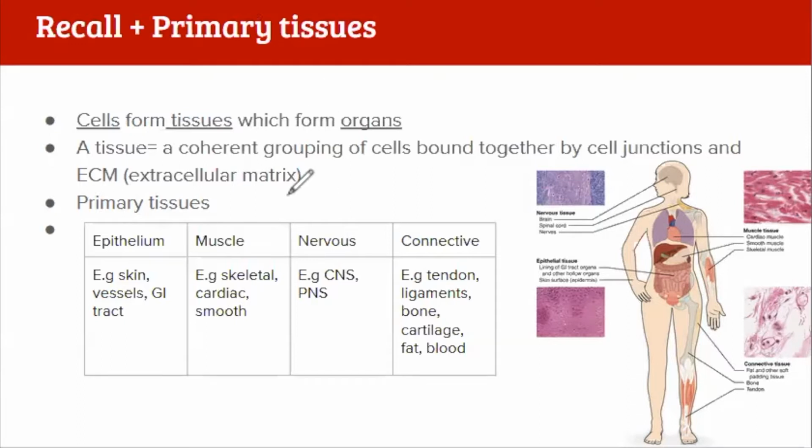But yeah, what are the different types of primary tissues? First one being epithelium, muscle, nervous tissue and connective tissue. And you've got a couple of examples there and a lovely little diagram you guys can look through with some examples of epithelia, muscle, nervous tissue and connective tissue.